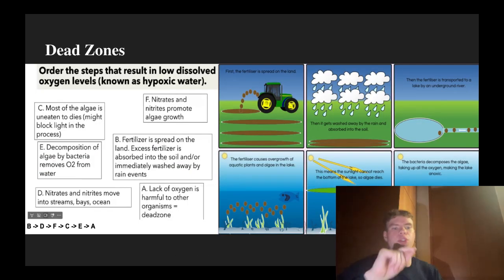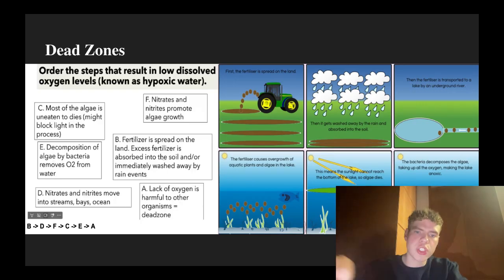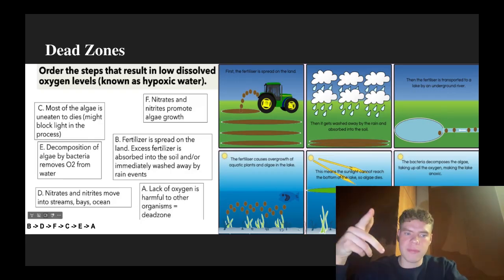Dead zones. This is where I was going. So let's say this is why having a lot of excess fertilizer can actually be harmful. Say a farmer uses all these artificial sources of nitrogen and it gets washed into a river, right? I have a little diagram over here on the right. You might not be able to see it because of my face.